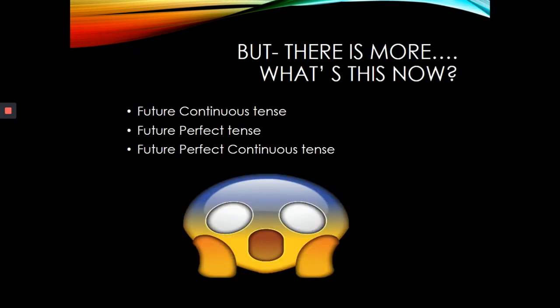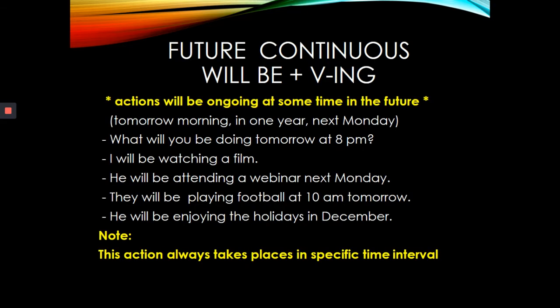future perfect continuous. Future continuous forming, you see here, will be plus verb with ing adding. It's used for describing actions that will be ongoing at some time in the future. And remember, this action always takes place in a specific time interval, like 8 p.m. next Monday, 10 a.m. tomorrow, and so on.